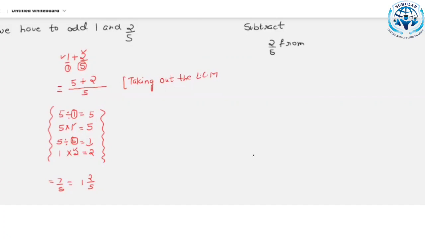Another example. This example will still clarify your doubts. Subtracting 2 by 5 from 6. Again taking the LCM 5 and 1. The LCM of 5 and 1 is 5. Again we will divide 5 and 1. 5 ones are 5. Right? This 5 will be multiplied with 6. 6 fives are 30. 30 will be written in the first column.